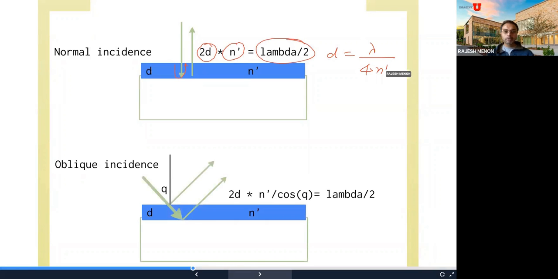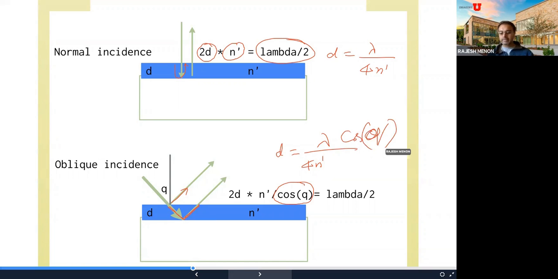Now, oblique incidence is a bit more interesting because you have a situation as shown here. Part of the light bounces off there, part of the light bounces off here. So the difference is now this distance, right? This is the optical path length. So now you have this cos theta term in the denominator. So then d just becomes lambda over 4 n prime, but now multiplied by cos theta. Right? So you can see that you are going to thinner and thinner distances.